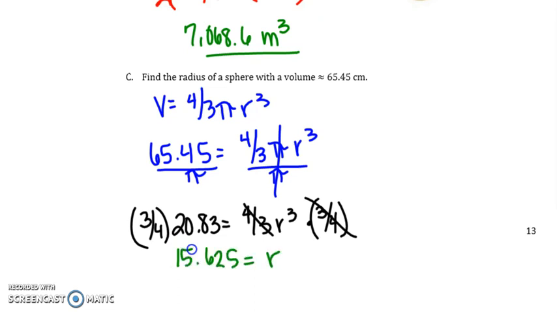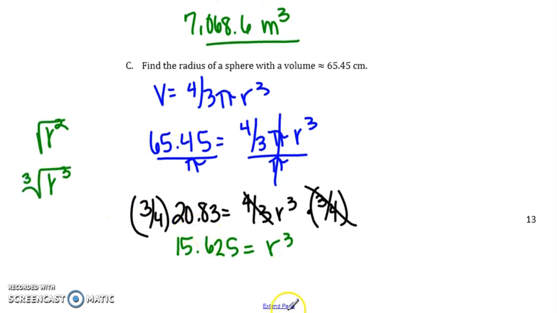15.625 equals the radius cubed. Now, how do we undo something that's cubed? Well, when something is square, we do the square root. So when something is cubed, we do what's called the cube root. And I'll show you how to find that, at least on my calculator.